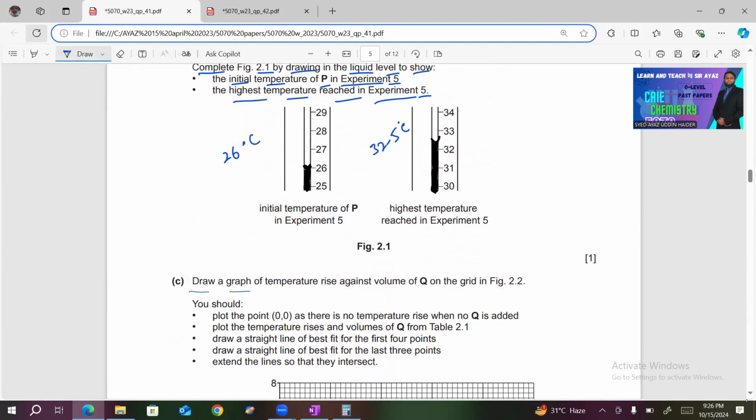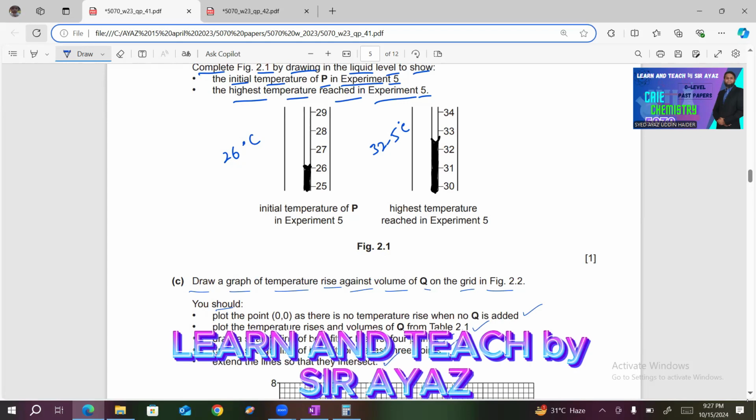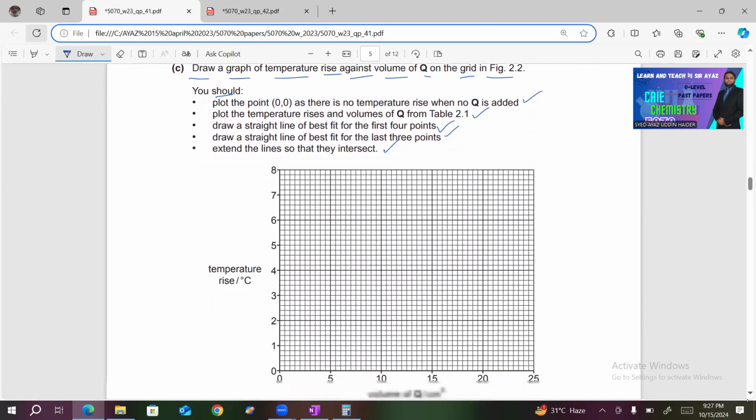Draw a graph of temperature rise against volume of Q on the grid in figure 2.2. You should plot the point 0,0 as there is no temperature rise when no Q is added. Plot the temperature rises and volumes of Q from table 2.1. Draw straight line of best fit for the first 4 points. Draw straight line of best fit for the last 3 points. Extend the lines so that they intersect. So here's the graph.